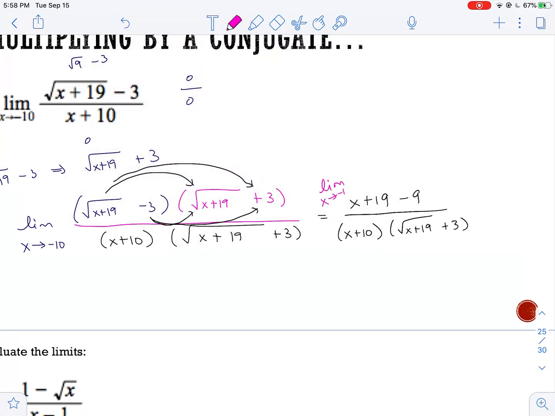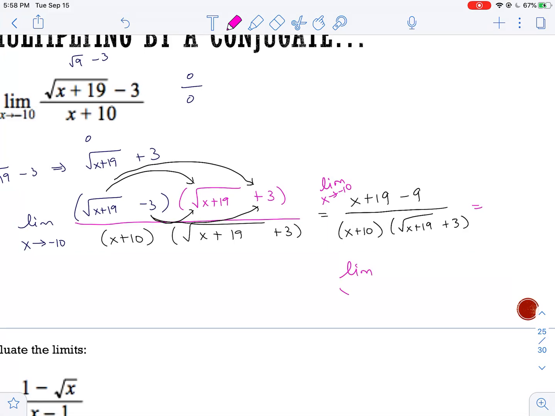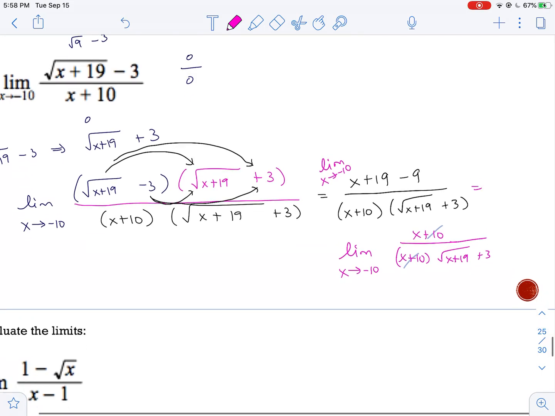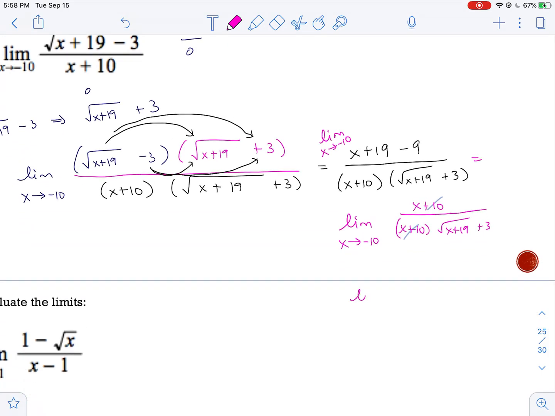My numerator, and I'm sorry, we can't drop our limit, so it's the limit as x goes to -10 of this. My numerator is going to be x plus 10. But notice what happens now. My x plus 10 in the numerator and the x plus 10 in the denominator are going to cancel. And so the only thing I'm going to be left with is the square root of x plus 19 plus 3 in the denominator.